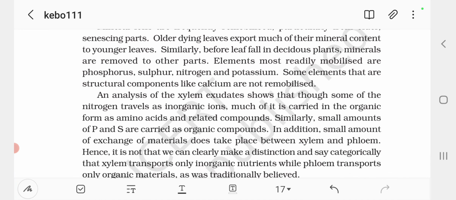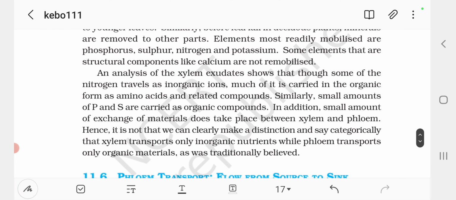Similarly, before leaf fall in deciduous plants, minerals are removed to the other parts. Elements most readily mobilized are phosphorus, sulfur, nitrogen, and potassium. Some elements that are structural components, like calcium, are not remobilized.